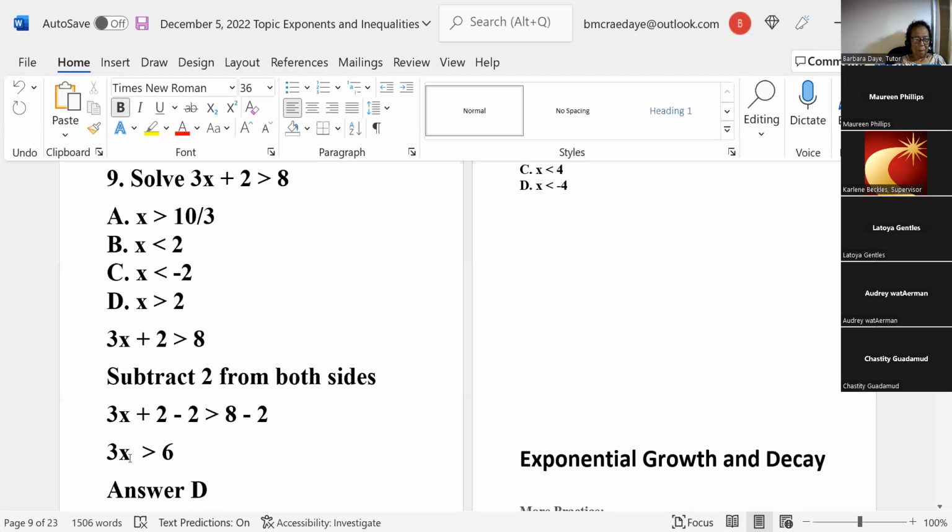3 times some number greater than 6. Now, you look at your choices here. It can't be less than 2 because it won't be greater than 6. This is saying 3 multiplied by a variable x. That x variable cannot be 2 because then you would have 6 equals 6, but this says greater than. So it has to be a number greater than 2. Like 3 times 3 is 9, 9 greater than 6. 3 times 4 is 12, 12 greater than 6. 3 times 5, 15, 15 greater than 6.